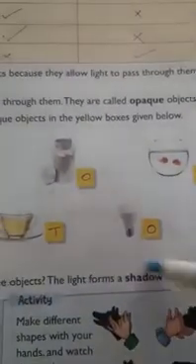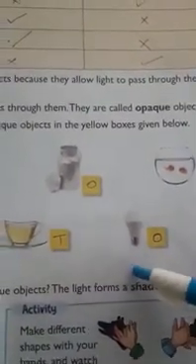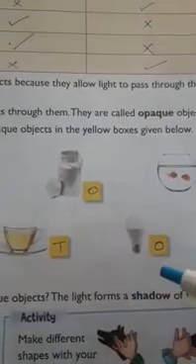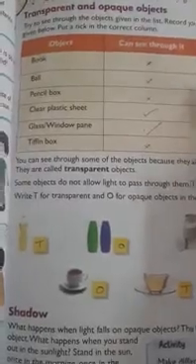Here is a bulb which is polished. Okay, a fluorescent bulb it is. So we have written opaque object because we cannot see things behind it. Okay, I hope you understood what are transparent objects and what are opaque objects.